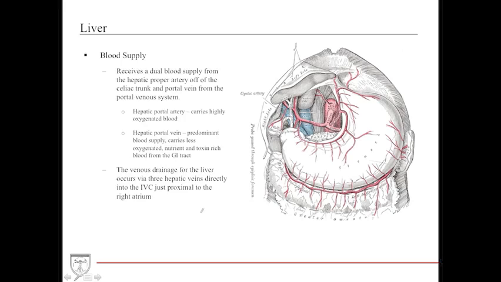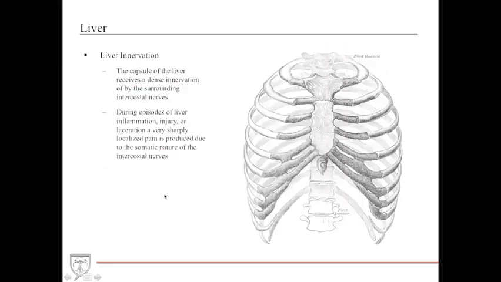As we mentioned, the blood supply of the liver is a dual blood supply. It gets highly rich oxygenated blood from the proper hepatic artery off the celiac trunk, and it also gets much more deoxygenated, nutrient and toxin-rich blood from the portal venous system. Then you have the venous drainage for the liver, which is very unique because it has 3 hepatic veins that directly drain into the IVC.